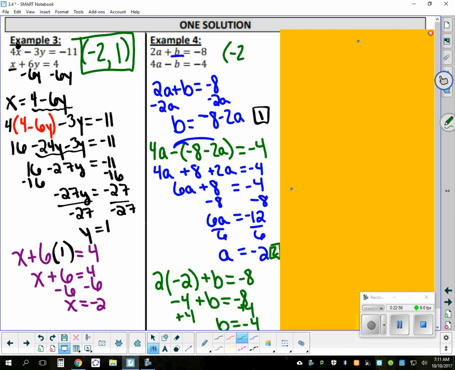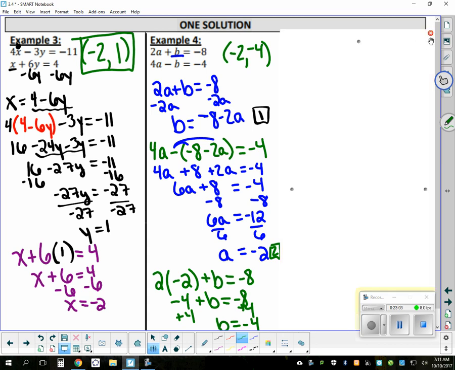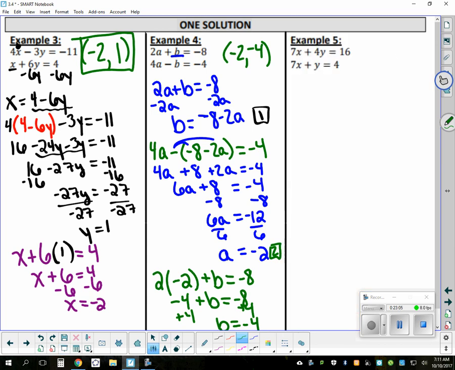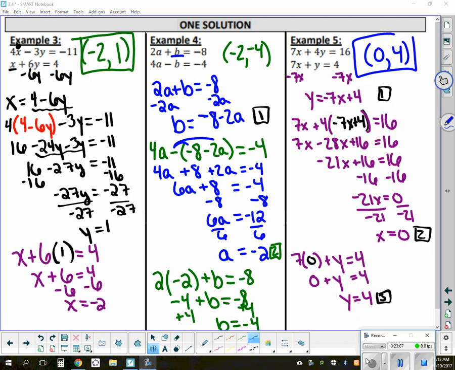Negative 2, negative 4, a then b. All right, you guys go ahead, pause the video, and try example 5 here. All right, check your answer there. I got 0, 4. I labeled where I was done with each step, so check the ends of each step and see if you have what I have.